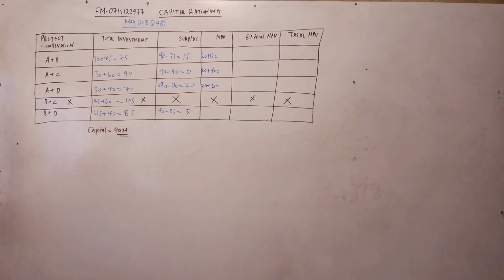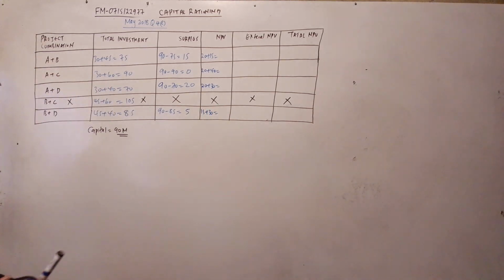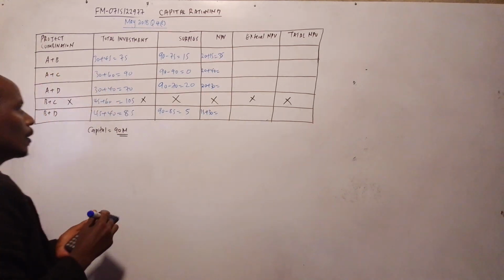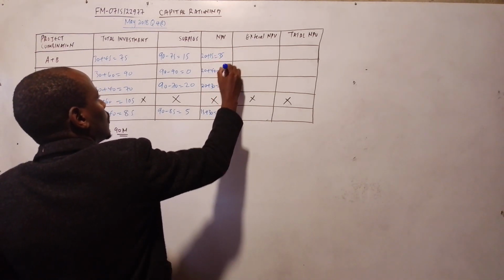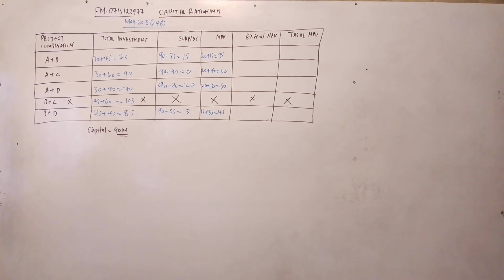Where have we reached? The last one, B and D: 15 plus 30. Those are the NPV, so we can add them together. So we say 20 plus 15 is 35. This one is 60, this one is 50, this one is 45, that one is 45. So now once we have that, we can get the external.